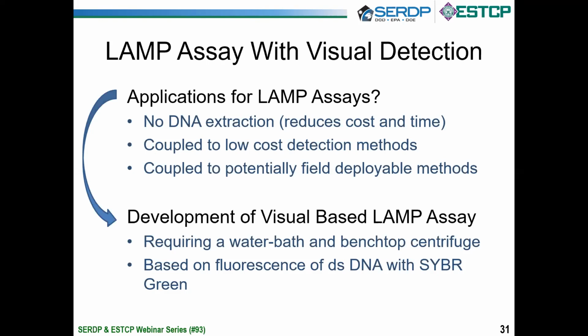This resulted in the development of what we have called a visual-based LAMP assay. The developed method involves only low-cost laboratory equipment, including a water bath and a benchtop centrifuge. The approach is based on the use of the fluorescent dye cybergreen, which binds non-specifically to double-stranded DNA. The dye is added following amplification, and the change in color is detected visually.